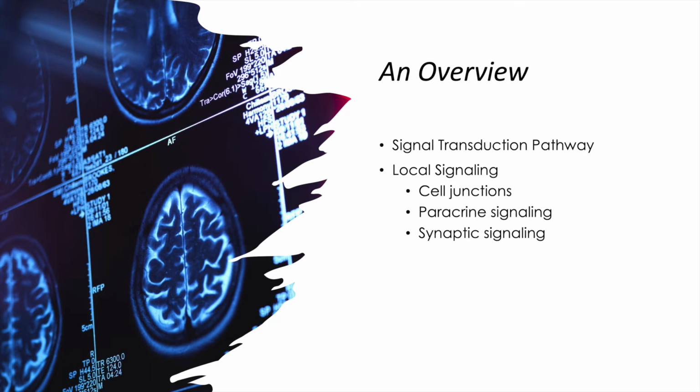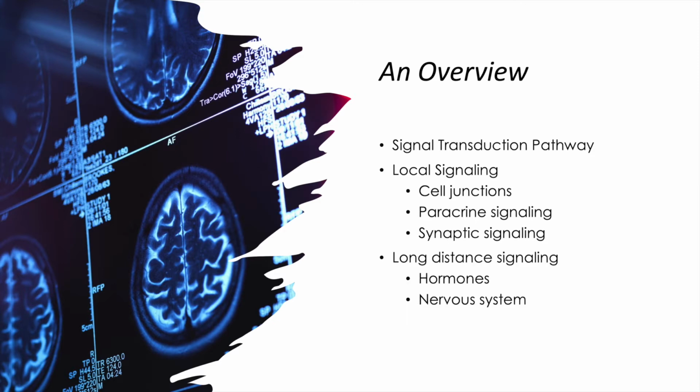Synaptic signaling occurs when a neuron secretes a signal known as a neurotransmitter into a synapse, which is the space between neurons. The signal binds to receptors on the subsequent neuron or muscle cell.